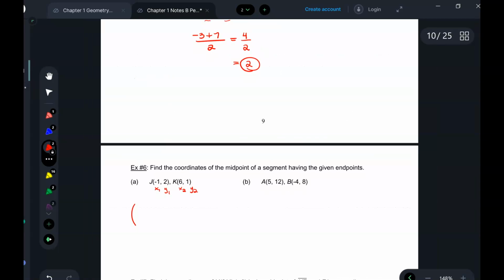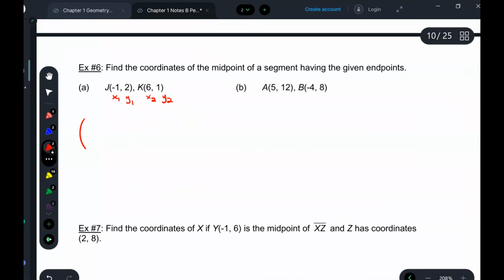Now I have an x1, a y1, an x2, and a y2. How do I find the average of the x coordinates? What are the two x coordinates? Negative 1 and 6. So negative 1 plus 6 divided by 2. Then we're going to put a comma because it's going to be an actual point.